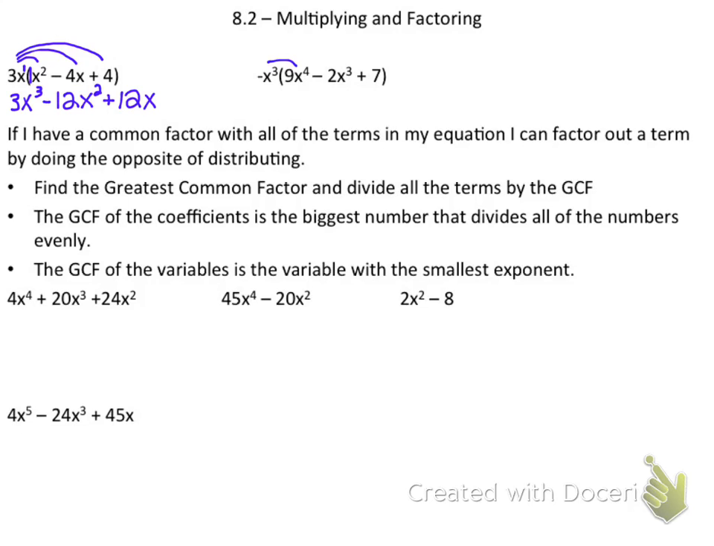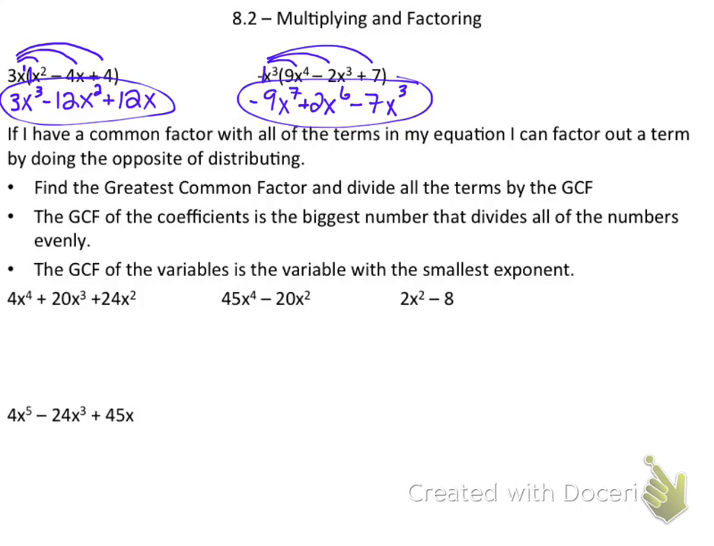Same thing over here. Draw my distribution. And so it's negative 1x to the third power. So negative 1 times 9 gives me negative 9 x to the 7th. Sorry, actually that's going to be negative 1 times negative 2 gives me a positive 2 x to the 6th, 3 plus 3. And then here, negative 1 times 7 gives me negative 7, and then x to the third just can't disappear, and so it stays x to the third. So these are my answers when I'm multiplying. Again, I'll multiply the coefficients by each other and then multiply the variables by each other.